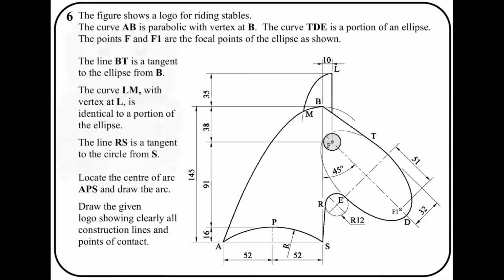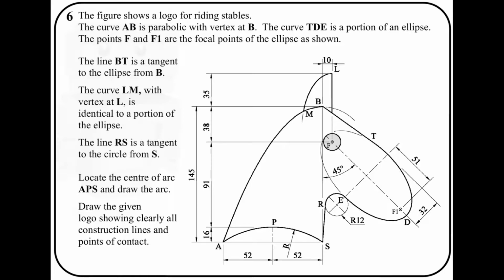The line BT is a tangent to the ellipse from B. The curve LM, with vertex at L, is identical to a portion of the ellipse. The line RS is tangent to the circle from S. Locate the centre of the arc APS and draw the arc, and draw the given logo showing clearly all construction lines and points of contact.